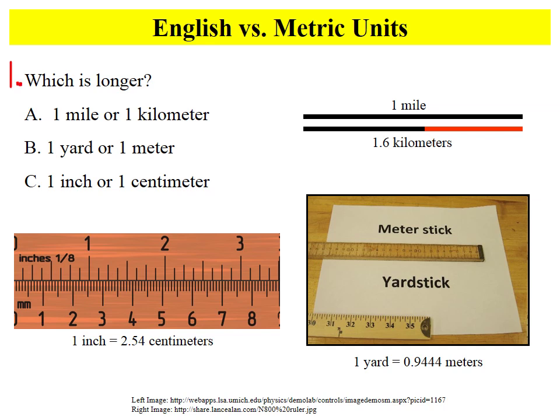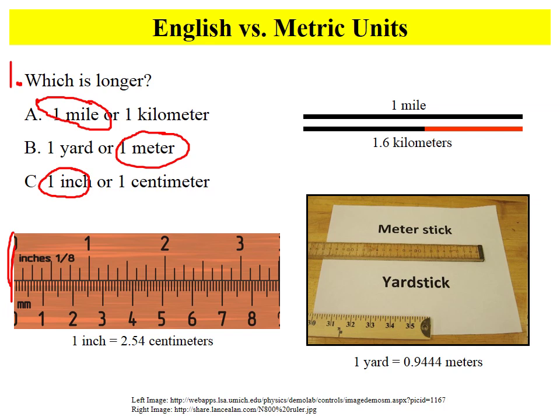The first one, between a mile and a kilometer, a mile is actually going to be a little bit bigger than a kilometer. For part B, 1 yard or 1 meter, the meter is a little bit bigger. And then for C, an inch and a centimeter, I think you guys looking at this ruler down here can figure it out, but an inch is bigger.